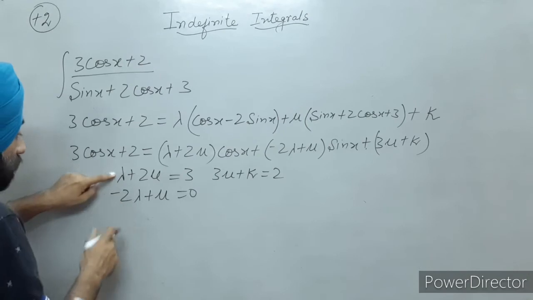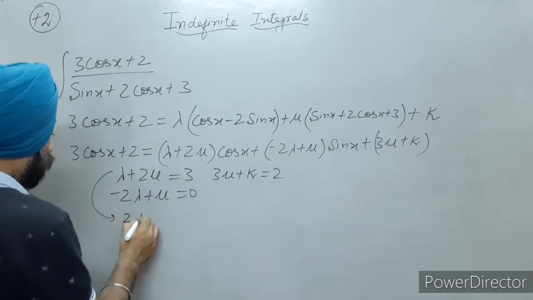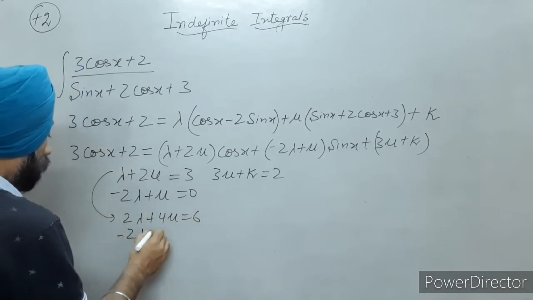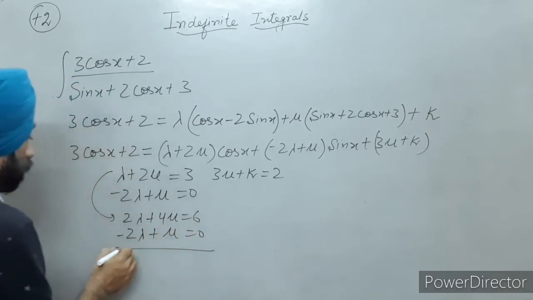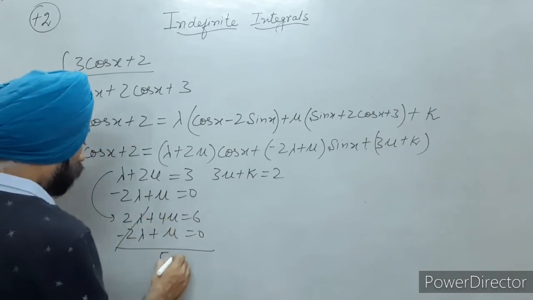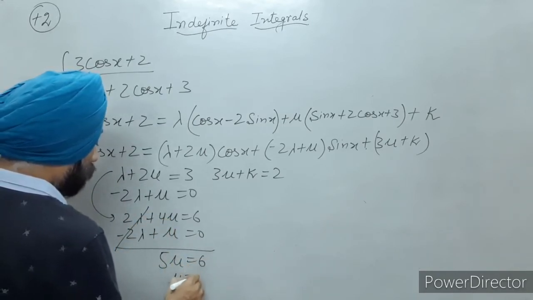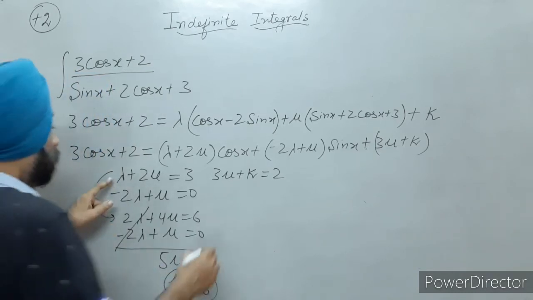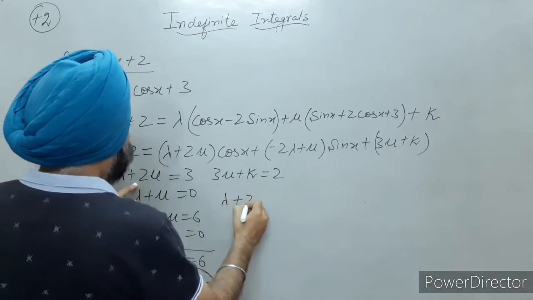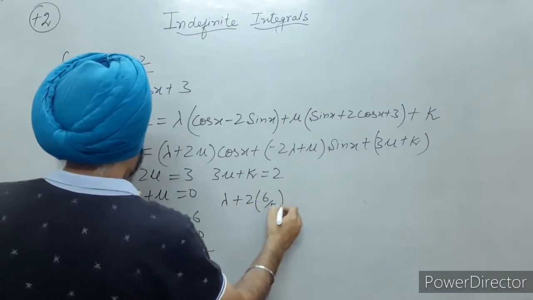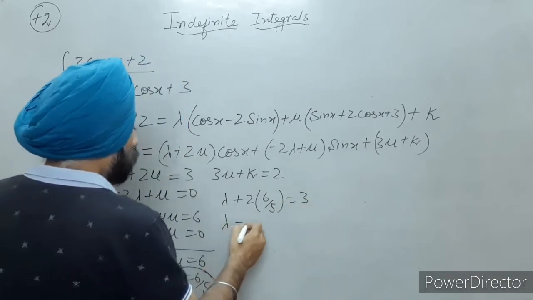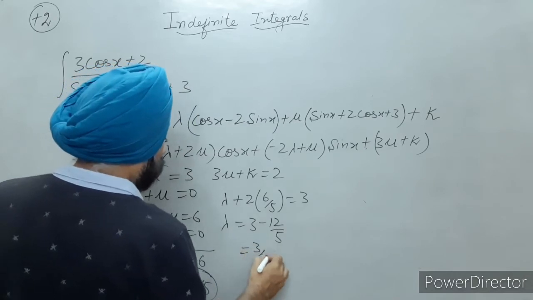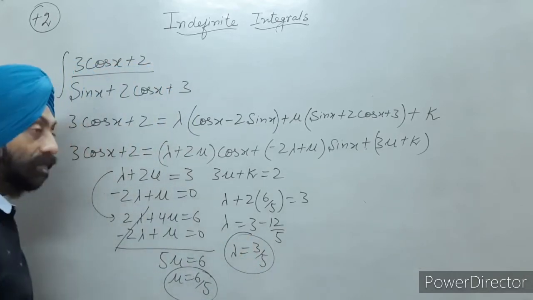So just multiply this equation with 2. I get 2 lambda plus 4 mu equals 6. That is, minus 2 lambda plus mu equals 0. This cancels out. 5 mu equals 6, or mu equals 6 by 5. Now mu is 6 by 5, so lambda plus 2 mu, that is 6 by 5, is equal to 3. That is lambda equals 3 minus 12 by 5, 15 minus 12, 3 by 5. This is lambda.